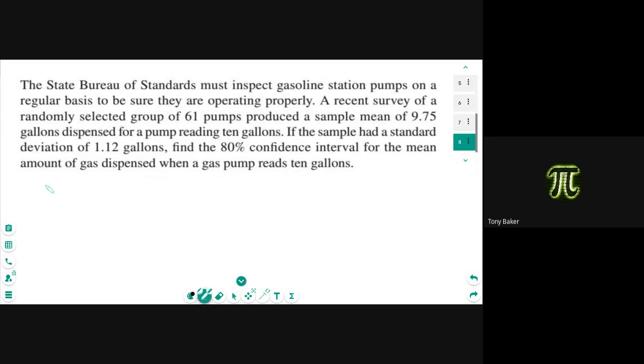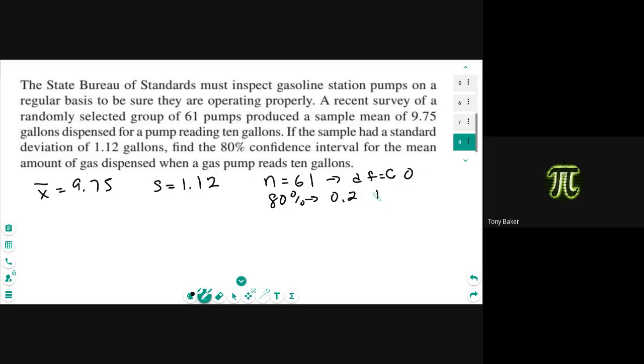All right. So we've got a mean of 9.75, a standard deviation of 1.12. Our sample size is 61, which gives a degree of freedom of 60. And we're looking for 80%, which goes to 0.2 on the two tail. So T is 1.296.